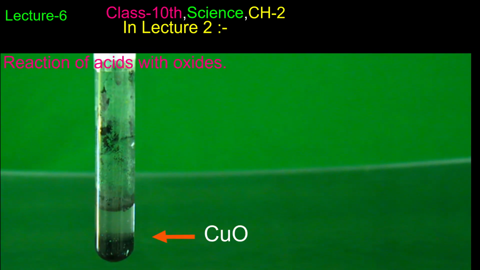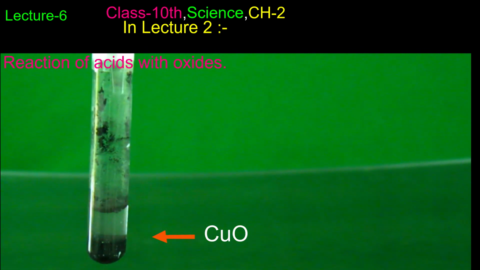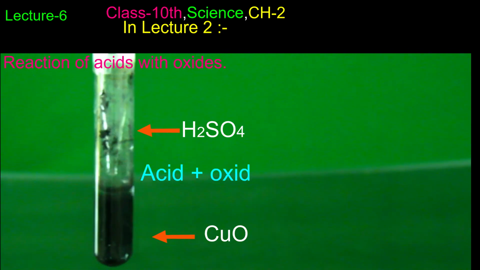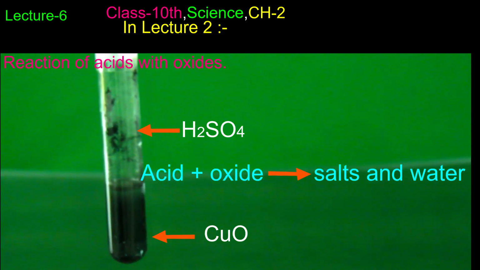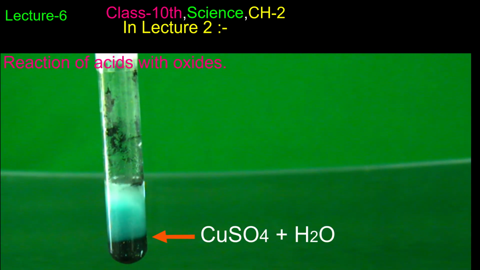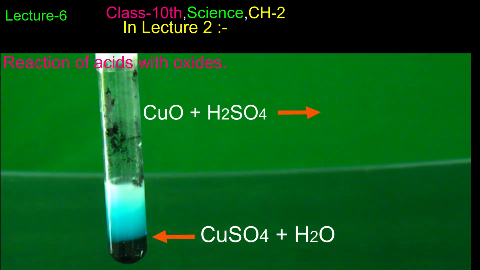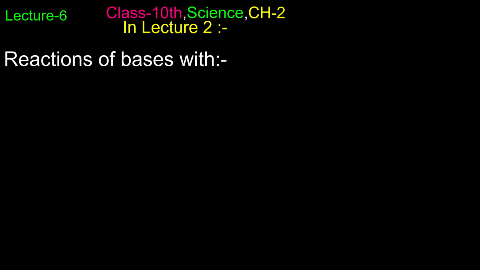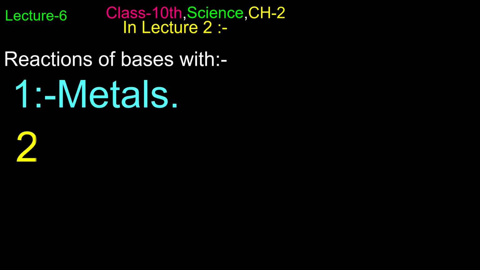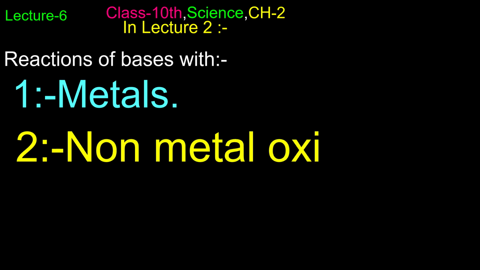The next reaction of acids we studied was the reaction with oxides. Acids react with oxides to produce salt and water. For example, CuO plus H2SO4 produce CuSO4 plus H2O. After that, we read the reactions of bases with, number one, metals, number two, non-metal oxides, and number three, acids.